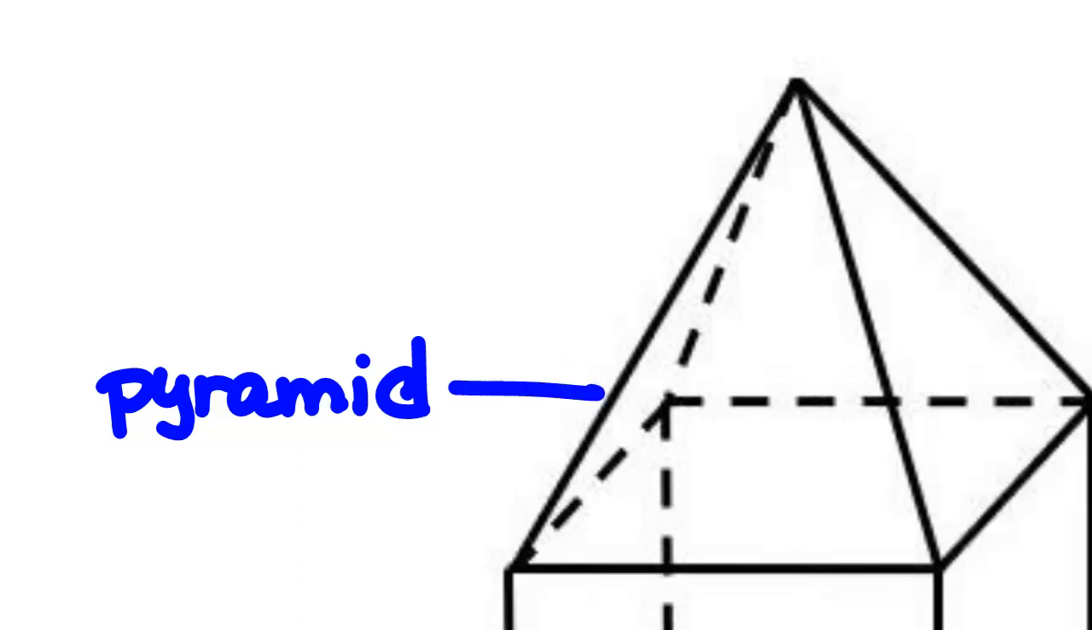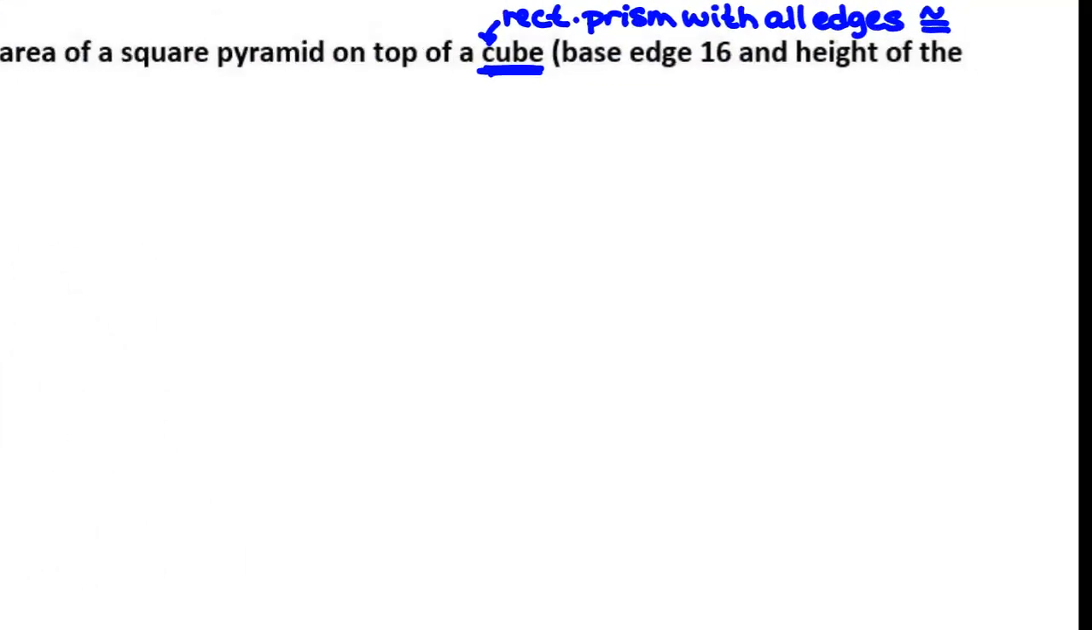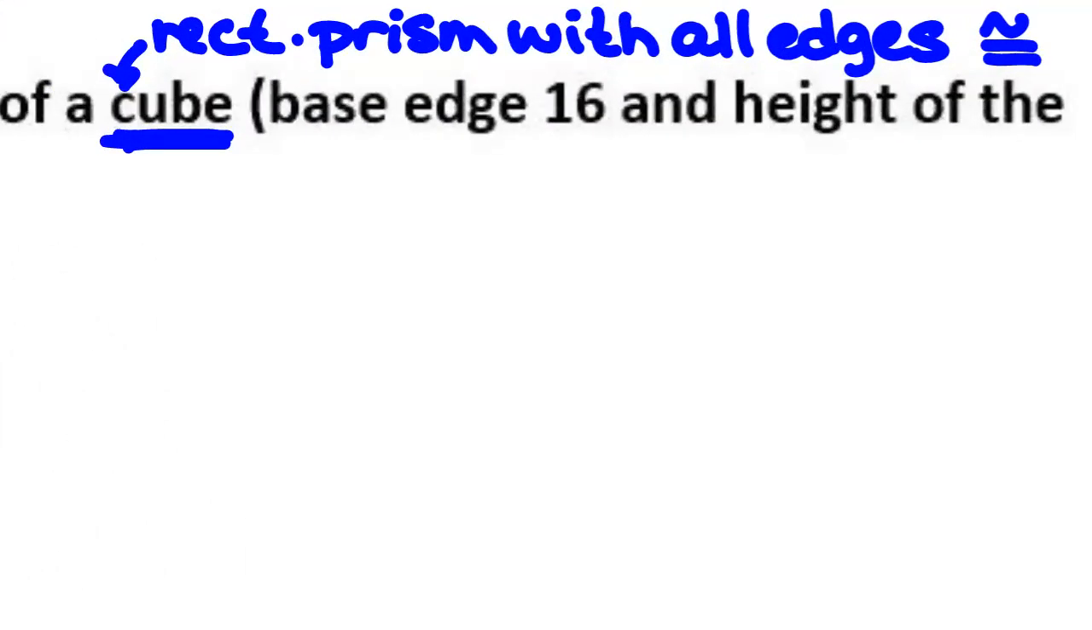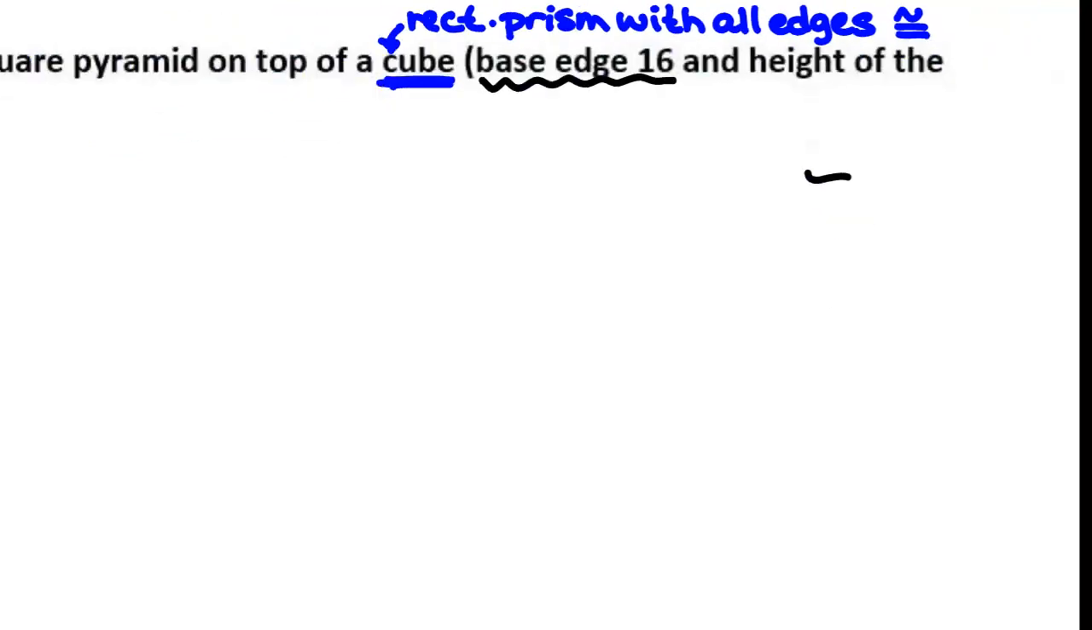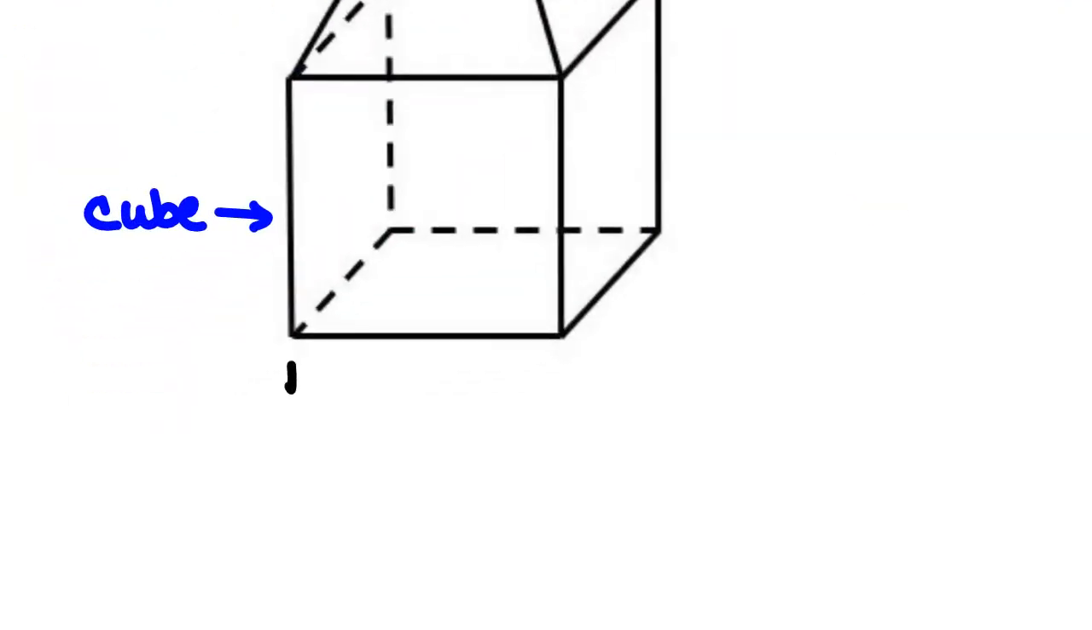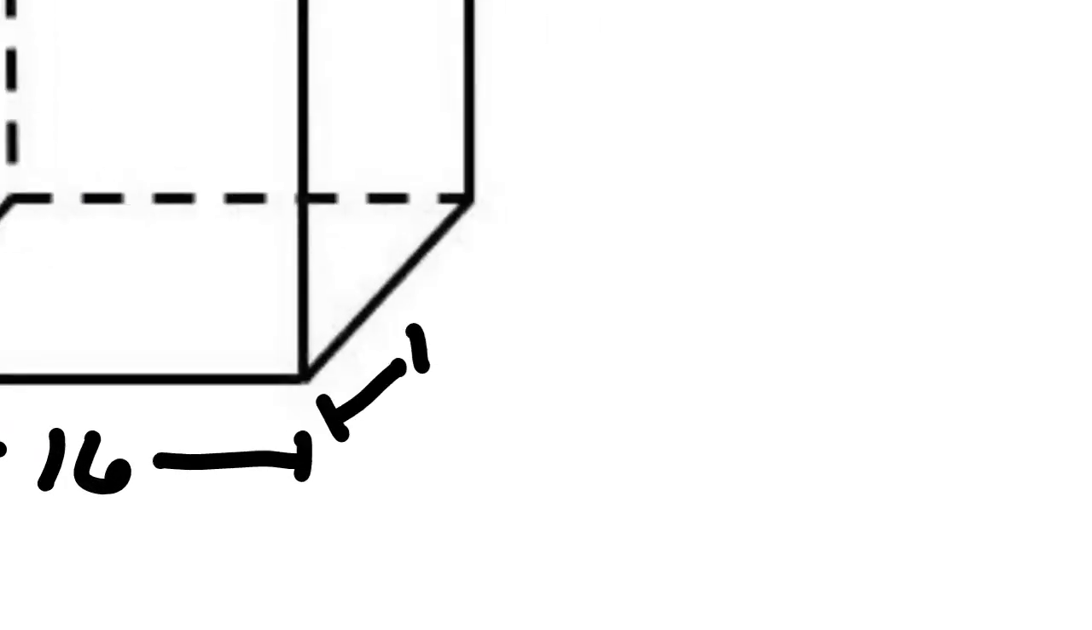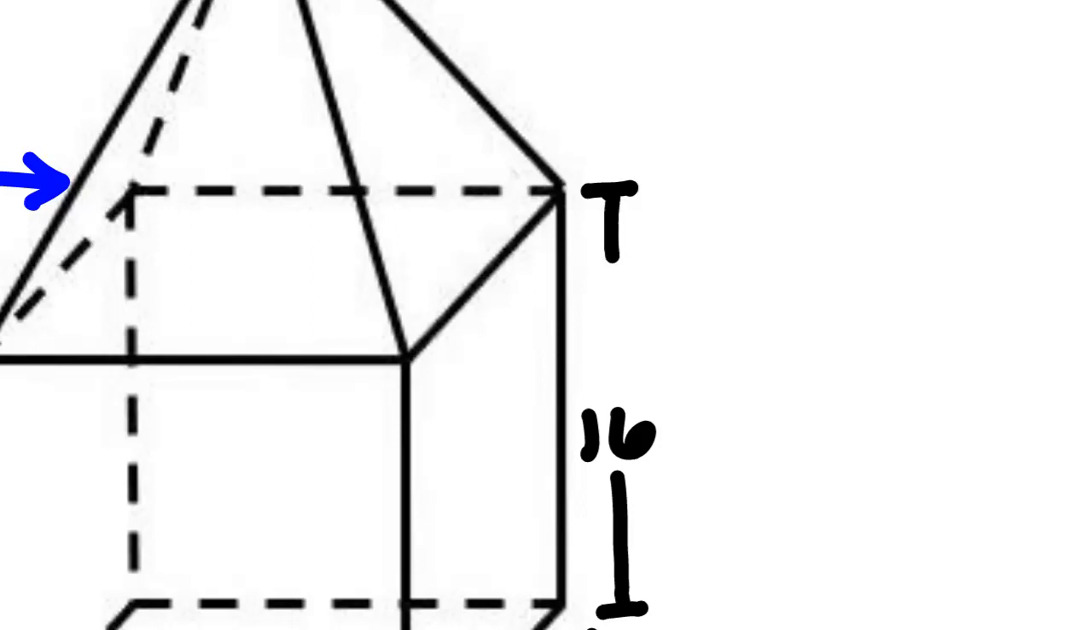All right, let's figure out what we know about this cube and this pyramid. It says base edge is 16. Base edge is 16. So everything on my cube, that means length, width, and height, are all 16. Because it is a cube. And height of the pyramid is 15.